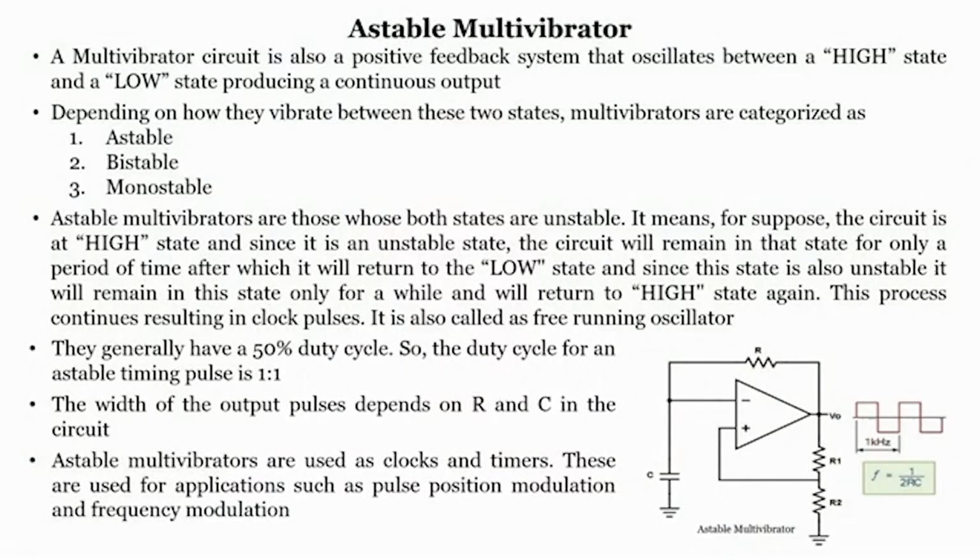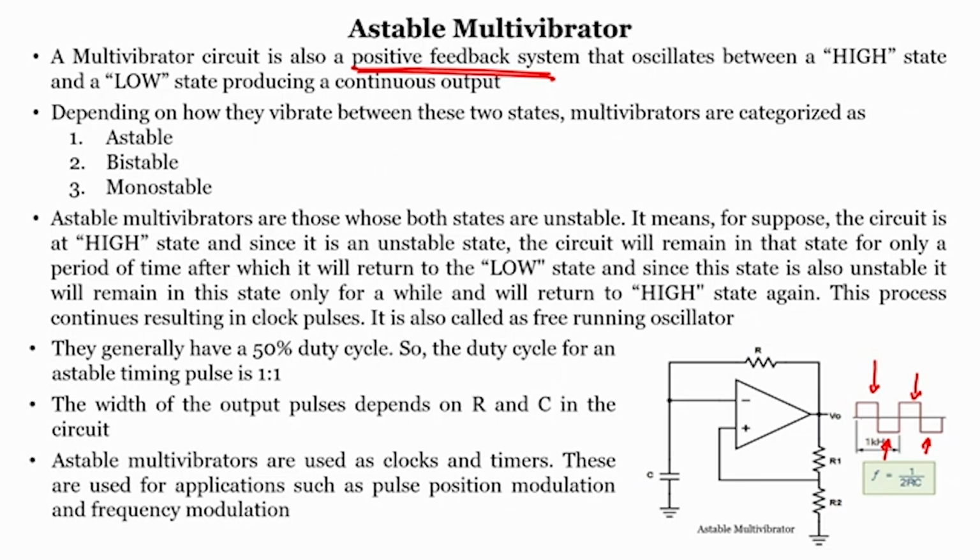If you come to the slide, a multivibrator circuit is a positive feedback system. When you apply positive feedback, you use the circuit as an oscillator; when you apply negative feedback, you use the circuit as an amplifier. So, if it is a positive feedback system, what will happen? It will oscillate between a high state and a low state to produce a continuous output. Depending on how they vibrate between two states, multivibrators can be classified as astable, monostable, bistable.